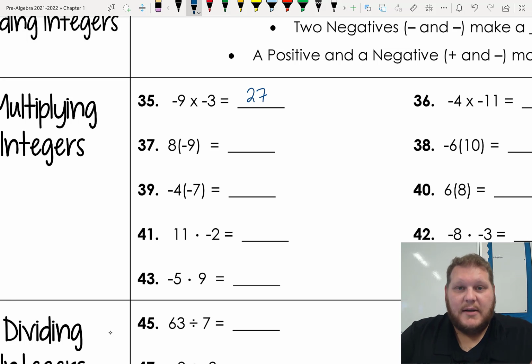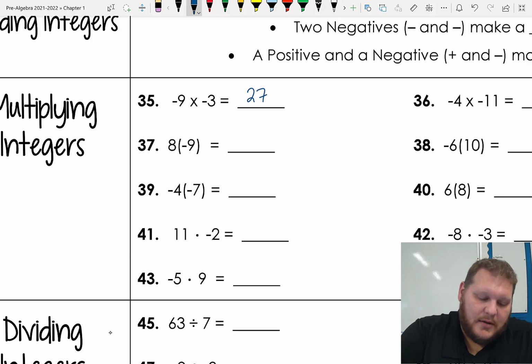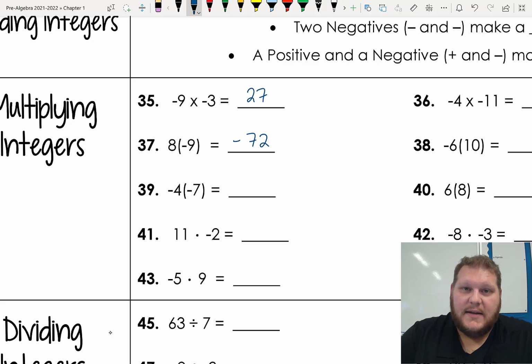Parentheses also represent multiplication. If you have a number on the outside of a parenthesis, I'm multiplying those two things together. So here, 8 times negative 9 should be negative 72, because 8 times 9 is 72. I have one negative involved, one positive, which means my answer is going to be negative. For number 39, I have 2 negatives, so my answer is going to be positive. 4 times 7 is 28, so my answer is just positive 28.